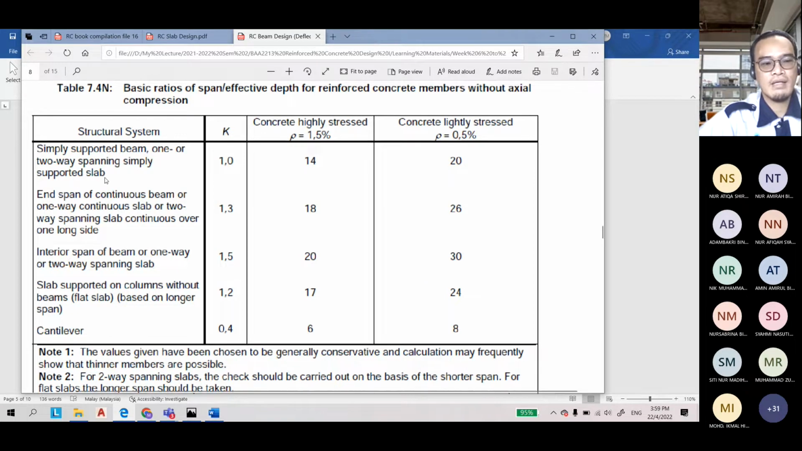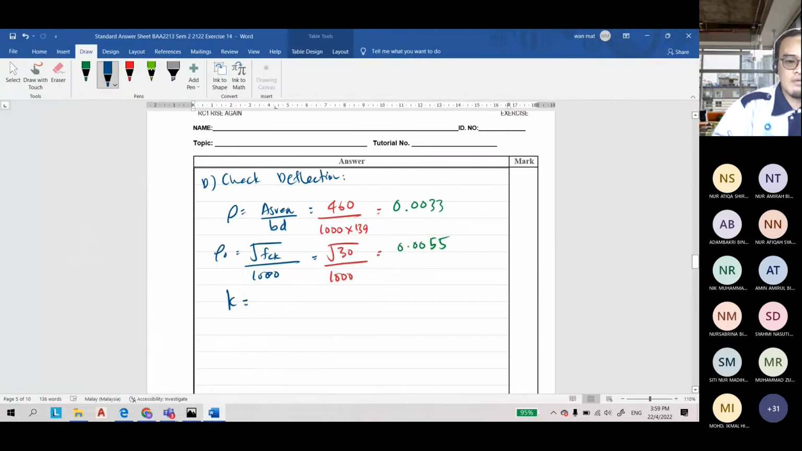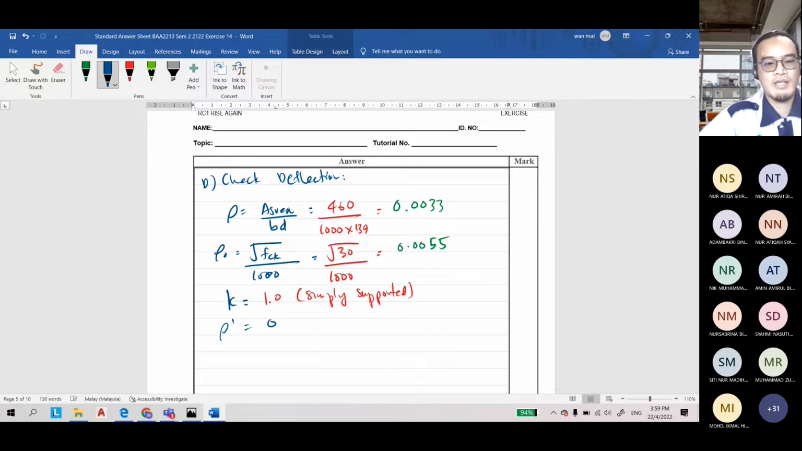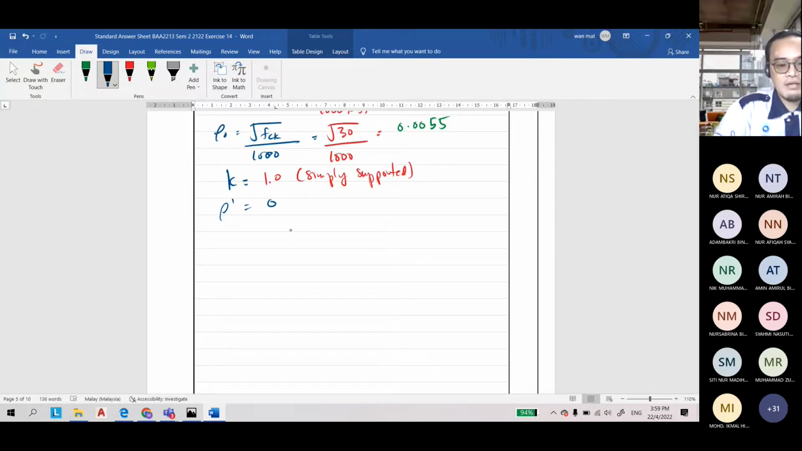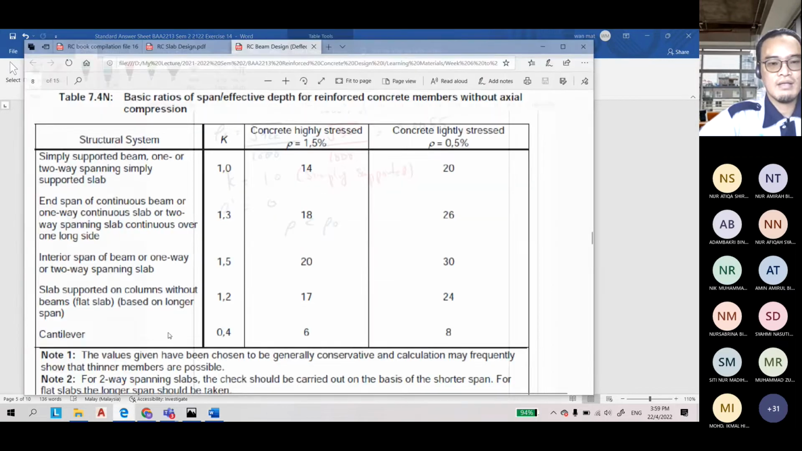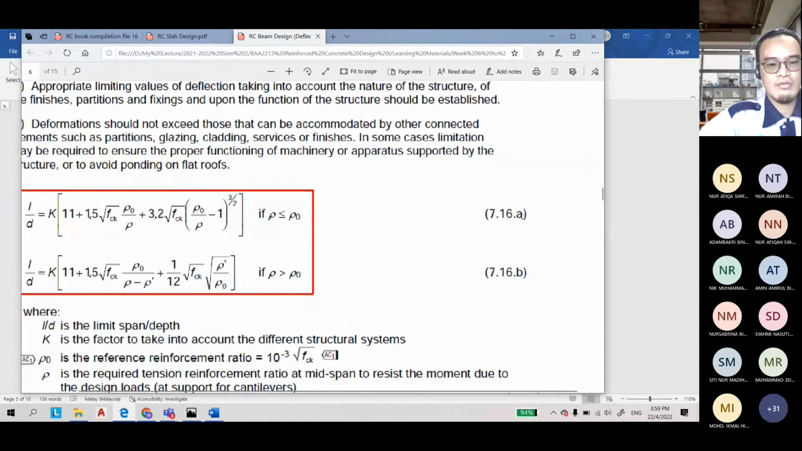Okay, 1.0 because this is a simply supported slab. Either one way or two way, it's simply supported. So K is equal to 1.0. And then rho prime, of course, is equal to 0 because no AS prime. So since the rho is lesser than rho naught, refer to these notes again, you can use this equation 7.16a.